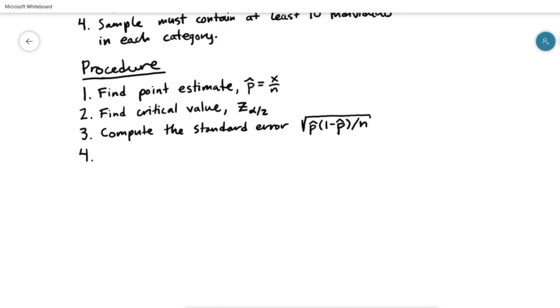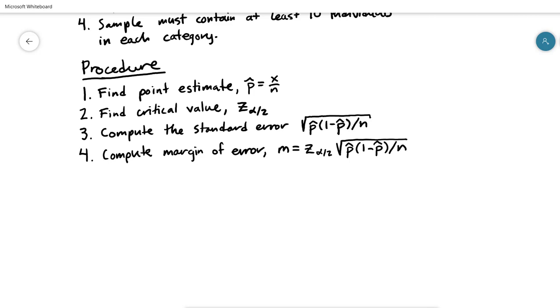Step number 4 is exactly the same as before. We need to compute the margin of error. And the way that we compute the margin of error is exactly the same as before. It is m, and it's just going to be the result of step 2 times step 3. So in this case, z sub alpha over 2 times that big square root of p hat times 1 minus p hat over n. So again, in words, all we're doing is taking the result of step 2 and multiplying by the result of step 3.